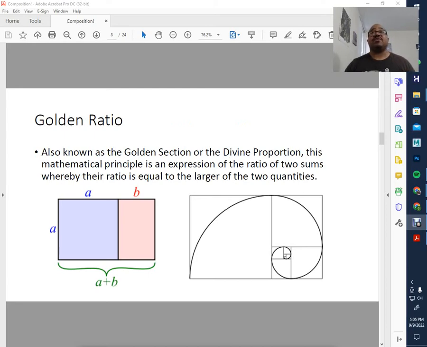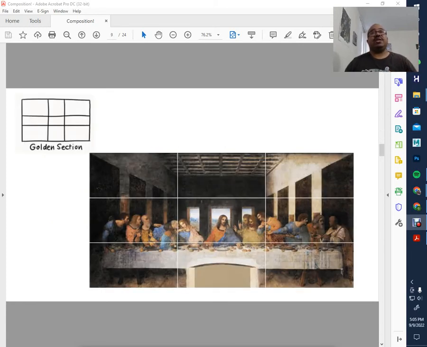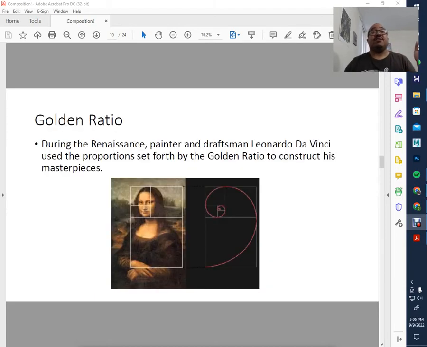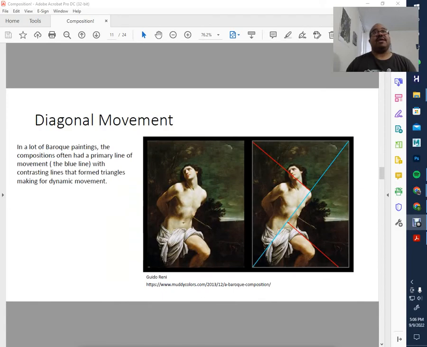We can use like golden section or divine proportion, basically a mathematical principle that has a ratio where one part is going to be equal to the larger of the two quantities. We can use a golden section, which is dividing this up into I think thirds or eighths, so that we get like hot spots and regions and areas to focus on. And again, we've seen these golden ratios used effectively quite frequently during the Renaissance by people like Da Vinci and other artists. And basically what it does is it just continually keeps breaking the image down mathematically so that we can follow and spiral down into some of the most important elements of where our eye should be led.